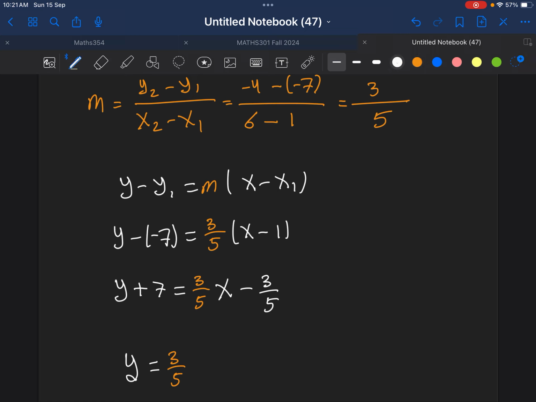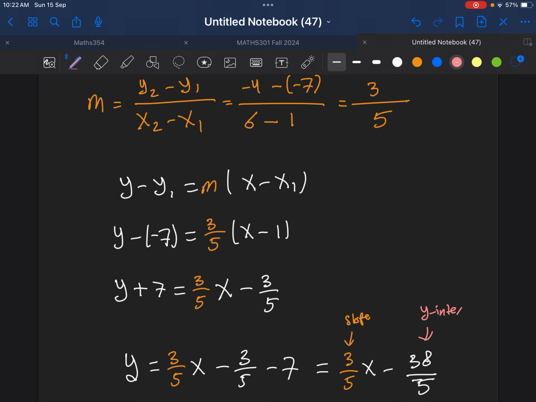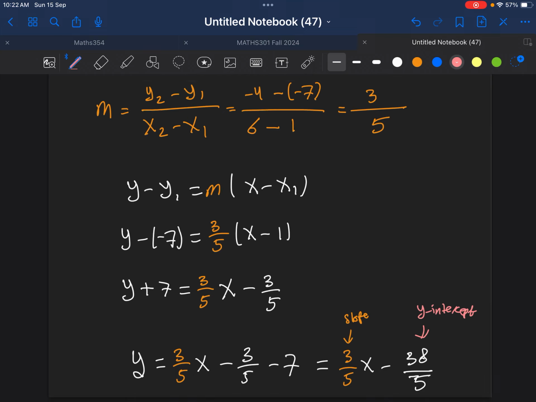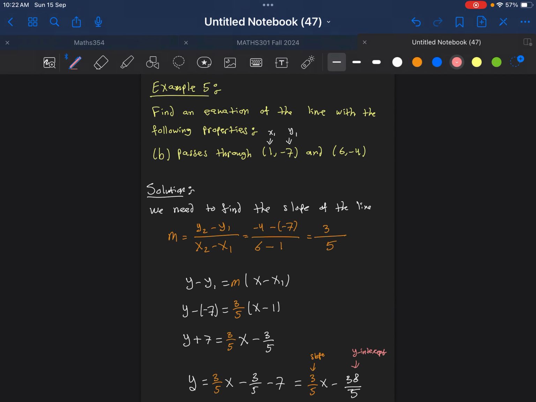Now, if we want to find the slope intercept form, we need to keep y separate. So we will have 3/5 x minus 3/5 minus 7, which is the same as 3/5 x minus 38/5. That's the answer. Now, this one is the slope, as we expect. And now, as a bonus, this is the y-intercept. So we get it as a bonus with solving the equation. Pause this video and check the steps.